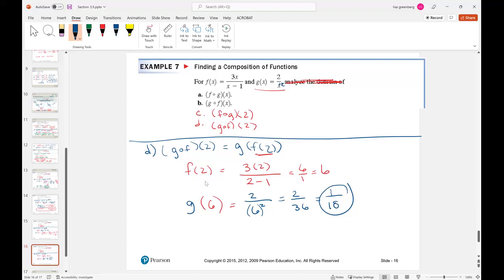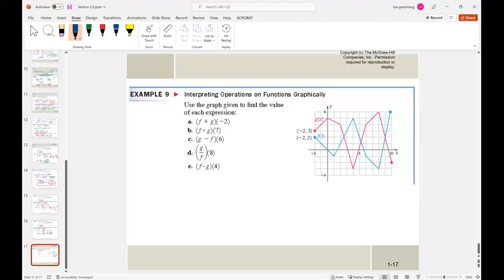So I wanted to show you that you could first find this and then plug in the twos, or you can just plug in the twos before you worry about using the ones with x. I hope that is clear.